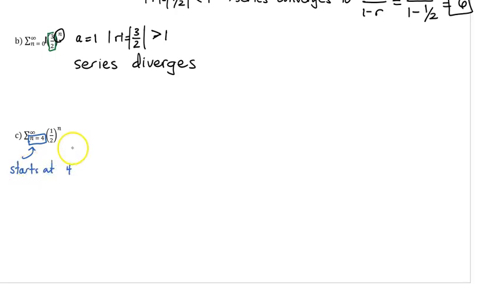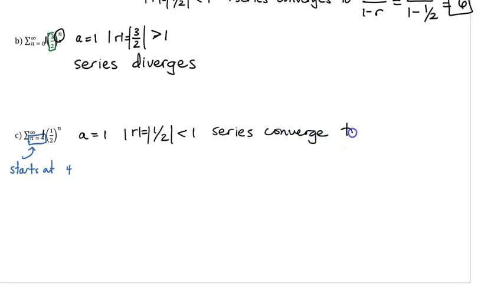It does not start at 0, but I can also see that A is equal to 1 because there's a coefficient of 1 in front of that. Remember that R is everything raised to the nth power, and so R is 1/2. The absolute value of R is less than 1, and so the series does converge. Now let's talk about what the series converges to.